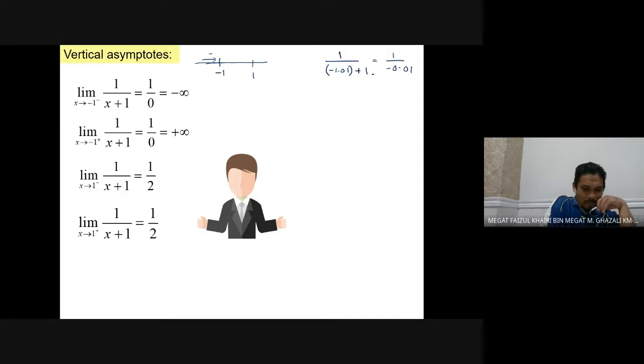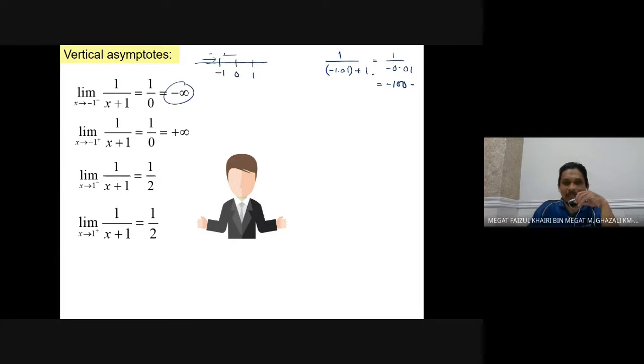Negative 1.01 plus 1. Okay. So we simplify this. You will get negative 100. So look at this one here, now it is negative infinity.